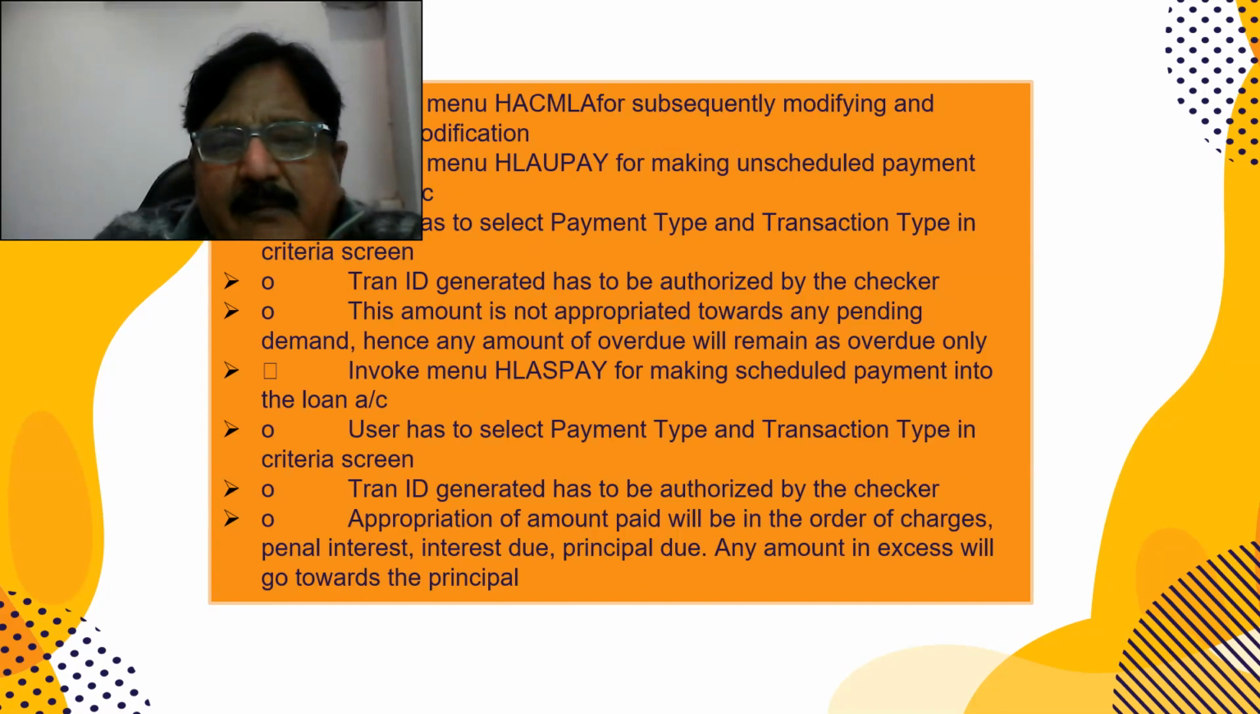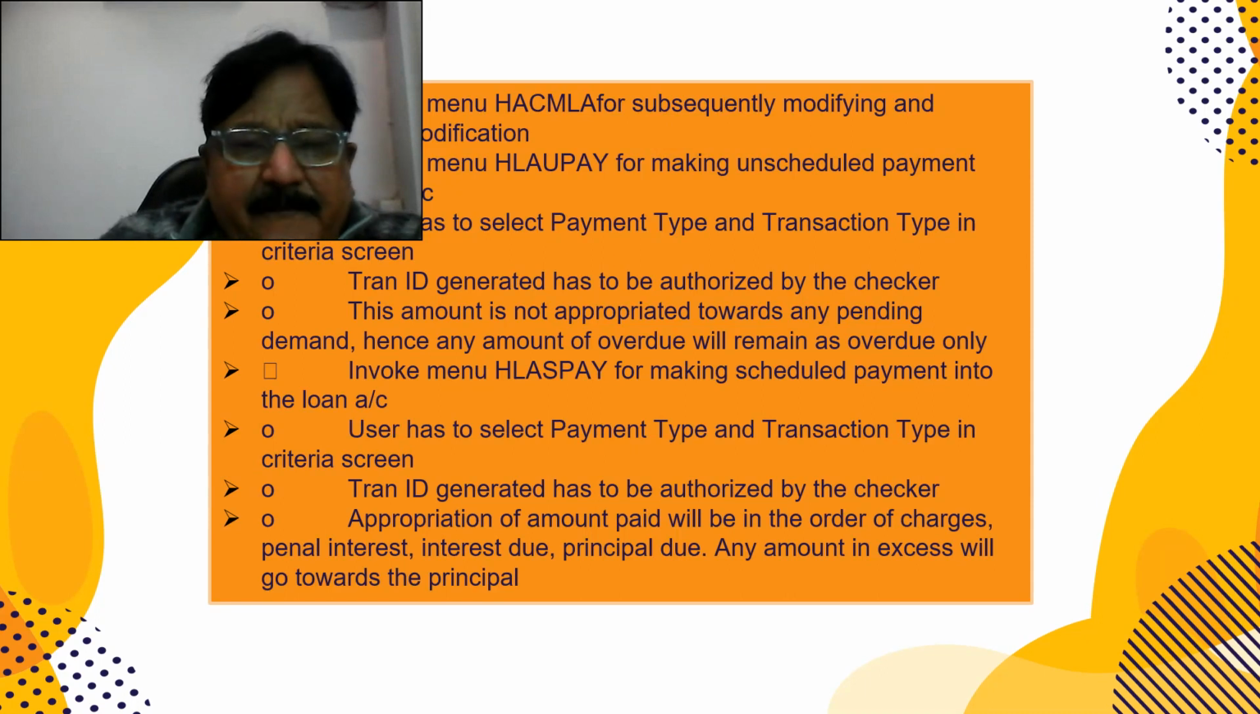Appropriation of the amount paid will be in the order of charges: penal interest, if it is a late EMI, interest due, principal due. Any amount in excess will go towards the principal. The reducing balance method is applied in the loan accounts.